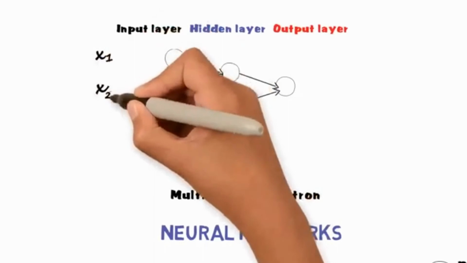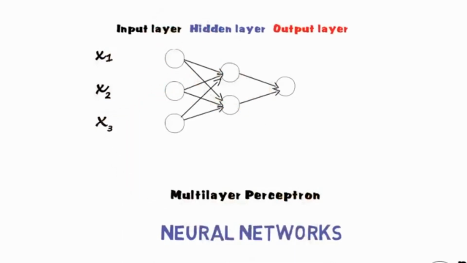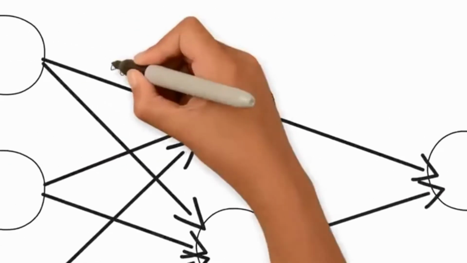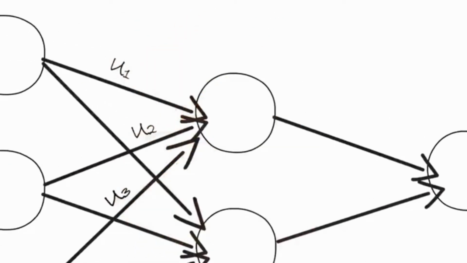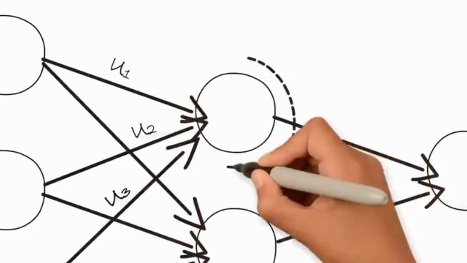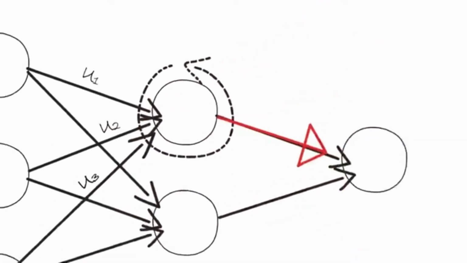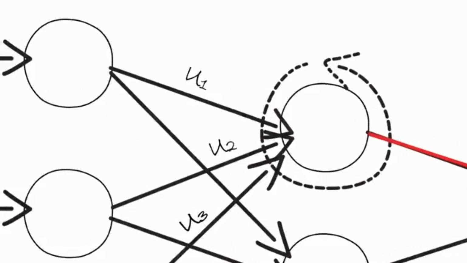The input layer receives the values of the independent variables as input. The nodes of the hidden layer take their inputs from the input layer, process it, and pass it on to the nodes of the output layer. This is what happens within a node.